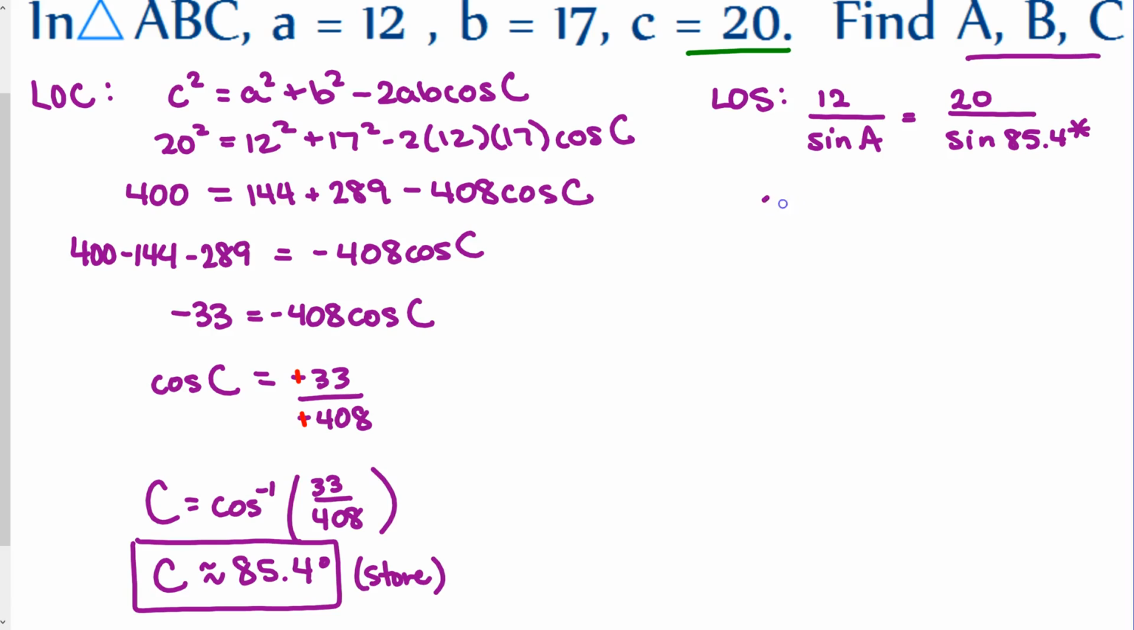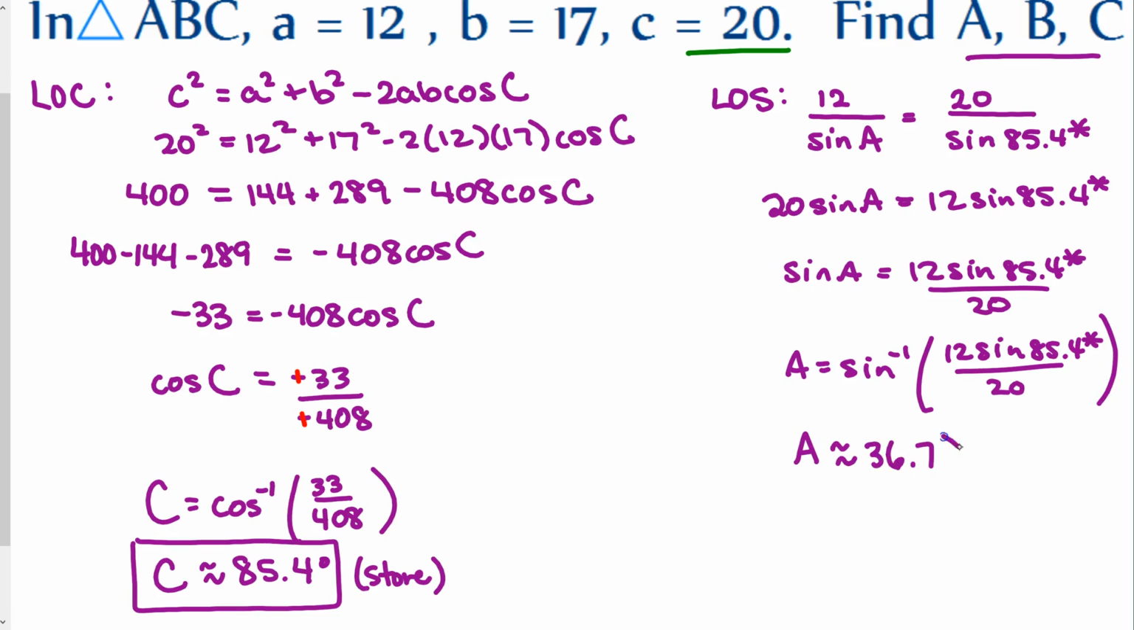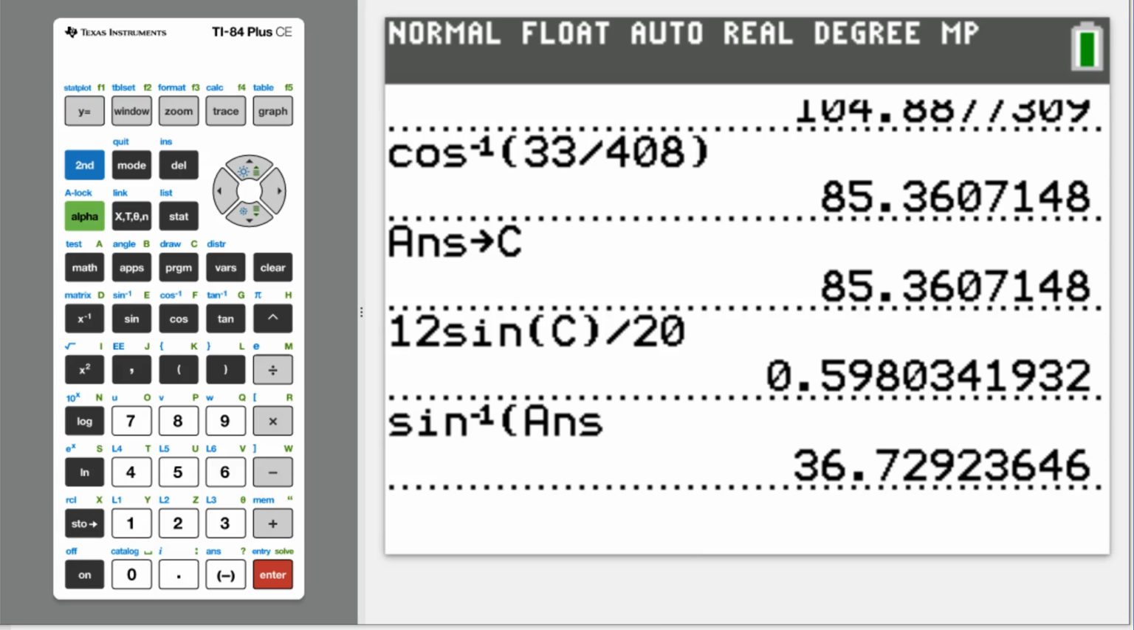All right, so let's cross multiply. So we have 20 sine A equals 12 sine of 85.4 stored. And then divide by 20. And then find the inverse sine. So this is what's going to go in the calculator. And for that, we get approximately 36.7 degrees. Now, I want to store that one as well. So store alpha A, enter.